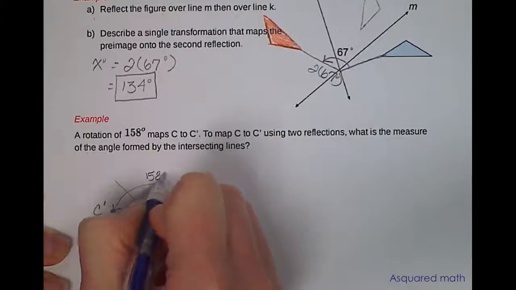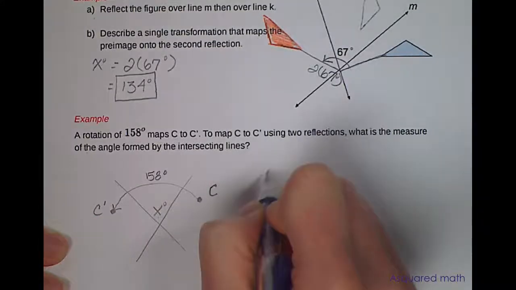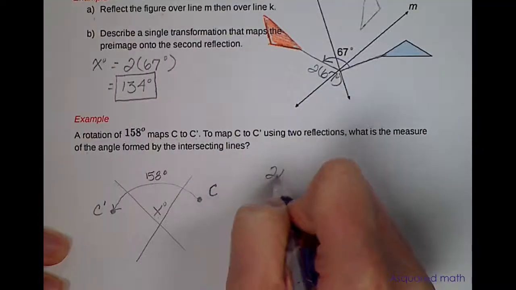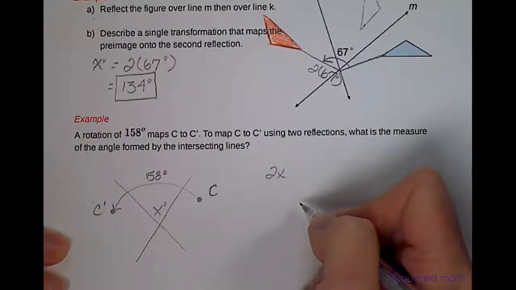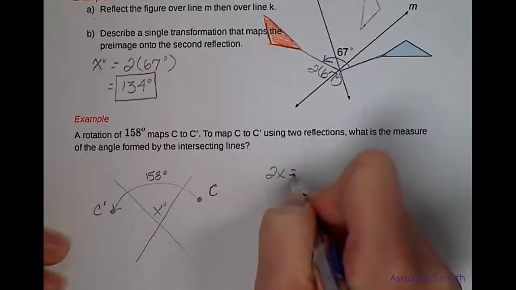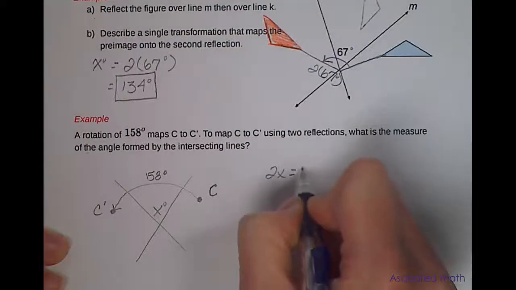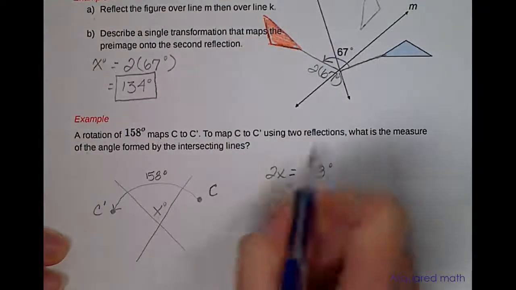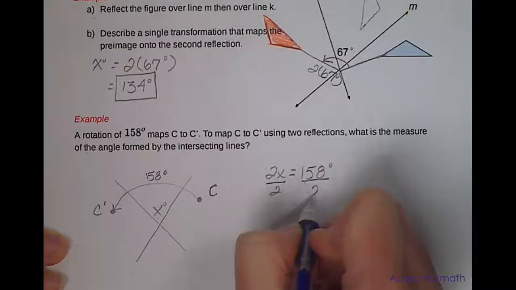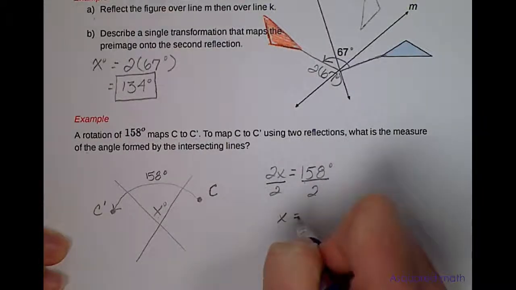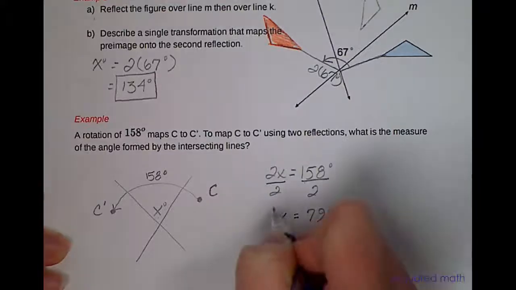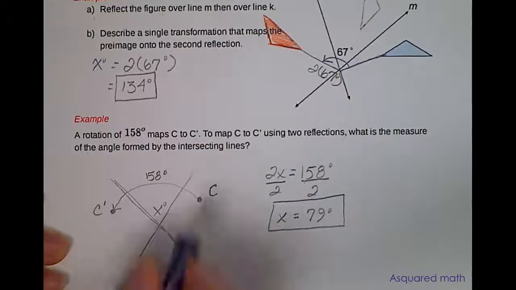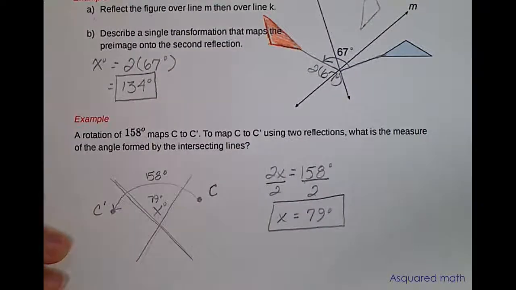158 degrees. What does this angle measure? Well, we know, based on the formula, that 2 times the angle gives us our final rotation degree. So if our final rotation degree is 158, we have 2 times x equals 158. So do your algebra and divide by 2, and we can figure out that x is 79 degrees. So these 2 intersecting lines are 79 degrees apart. This will be 79 degrees here.